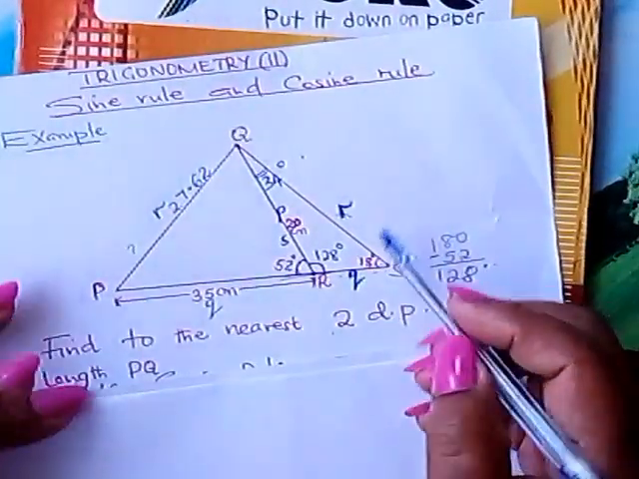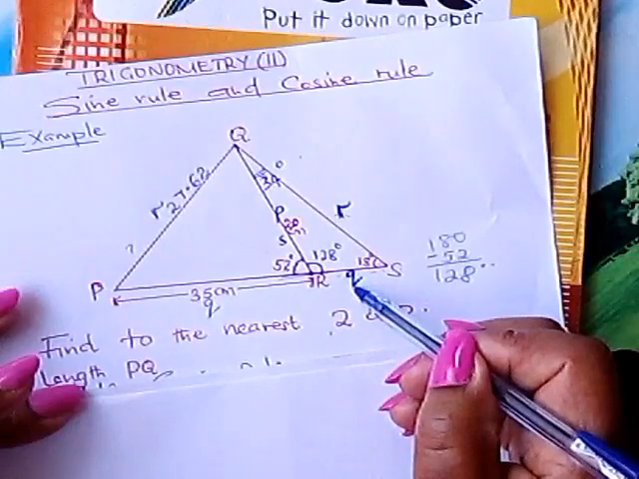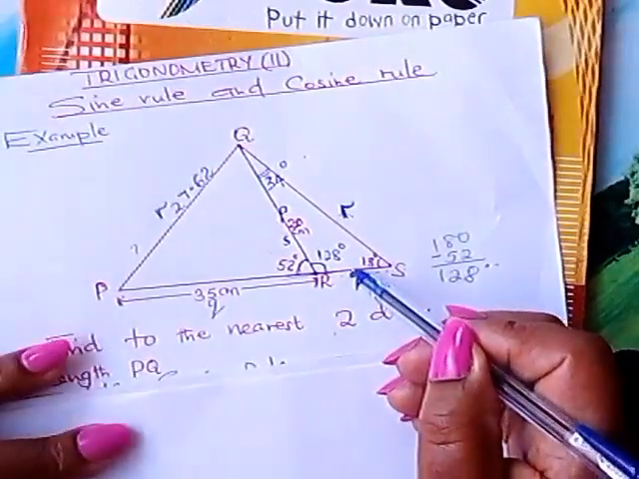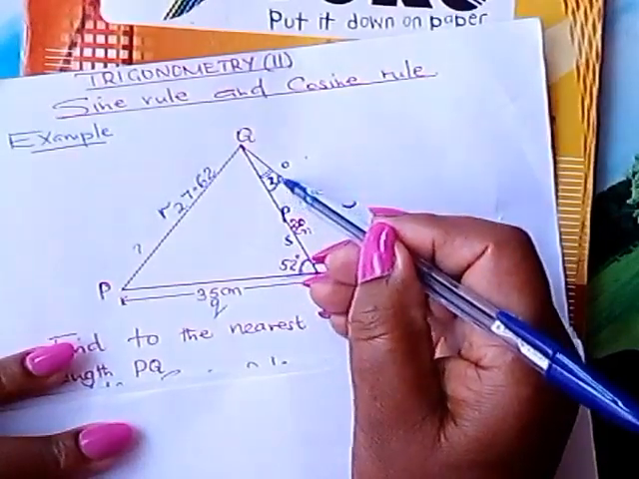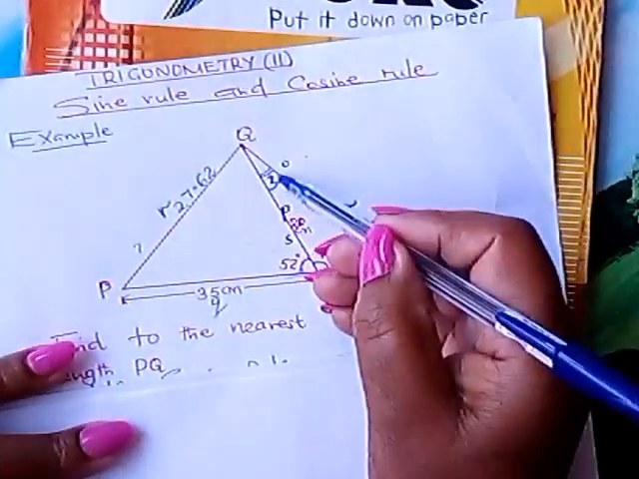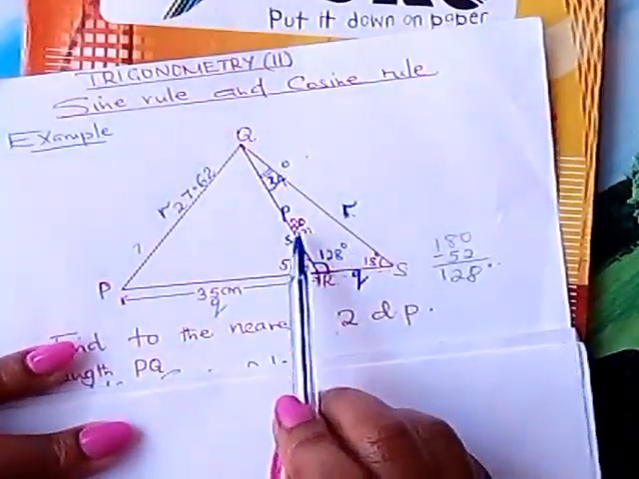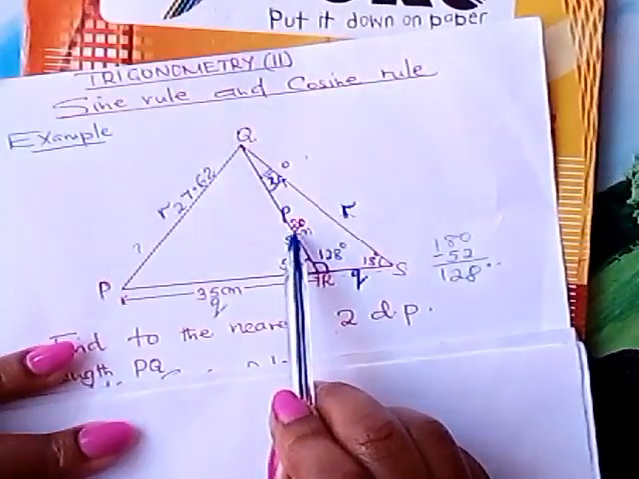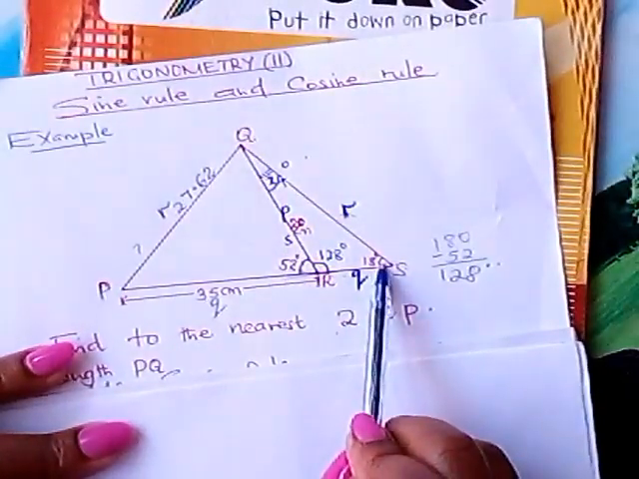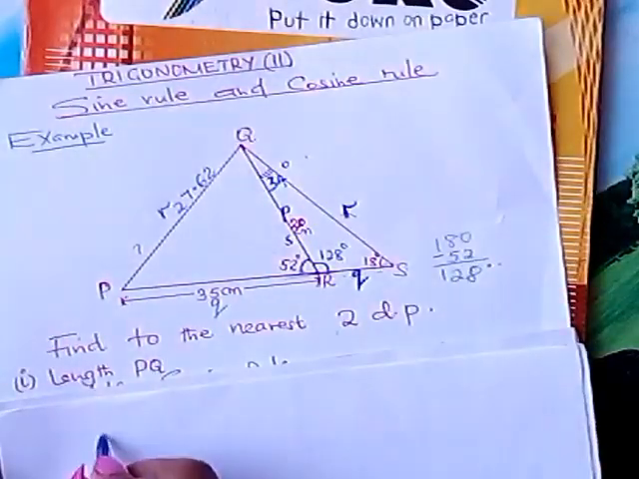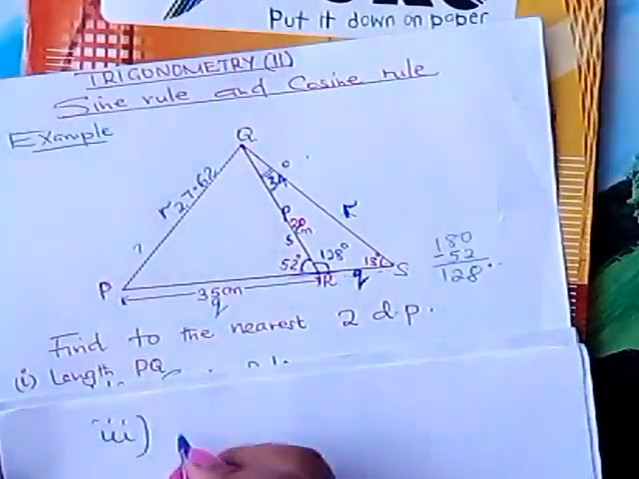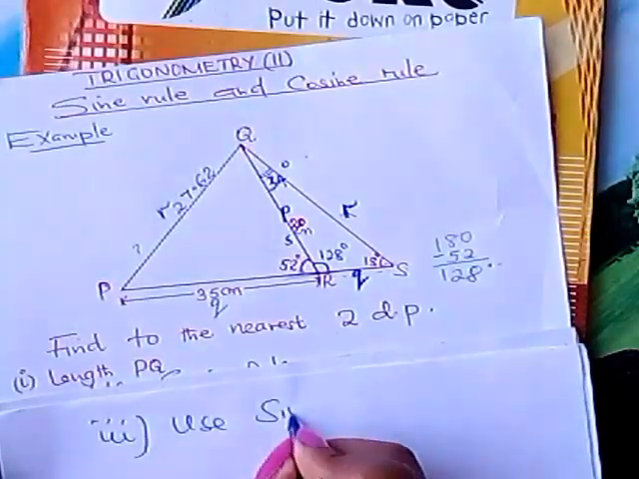So, which formula do you use here? You want this side, learner, and the opposite angle. The opposite angle is 34. Look at that, Q and 34. What else are you given in this triangle? You have this side here and the opposite angle. So in this case, learner, number 3, you use the sine rule.